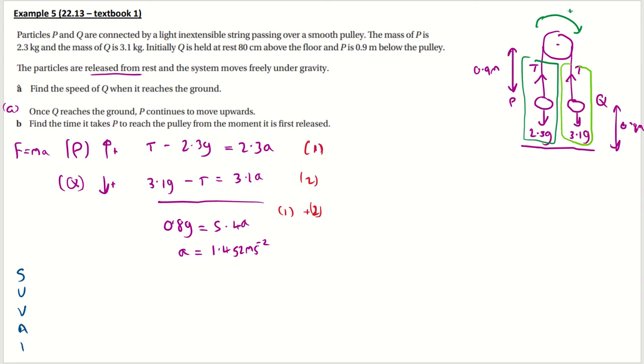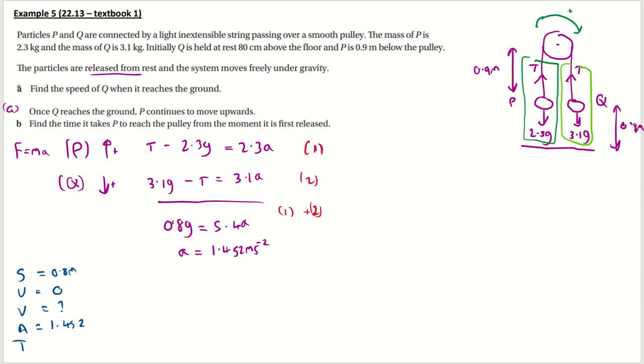So we're looking at object Q. To hit the ground, it's got to go 0.8 meters. Again, that's got to be meters. We know it says it's released from rest, that's 0. We want its speed, so that's related to the velocity. And we know the acceleration is 1.452.